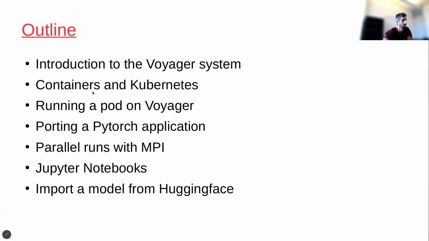Voyager runs containers with Kubernetes, so this is going to be an introduction to this. The topic can be very complicated. It could be a one-week workshop, but here it is going to be very simple, just an introduction for beginners. So if you have experience with containers, you can skip this section. I'm going to show you how to run a pod, which is an object in Kubernetes. So we will see how to run one of these objects on Voyager.